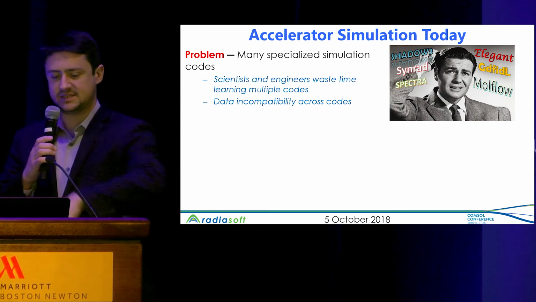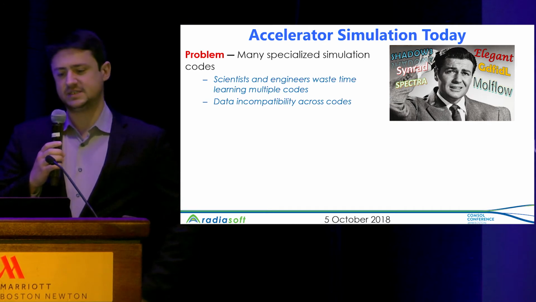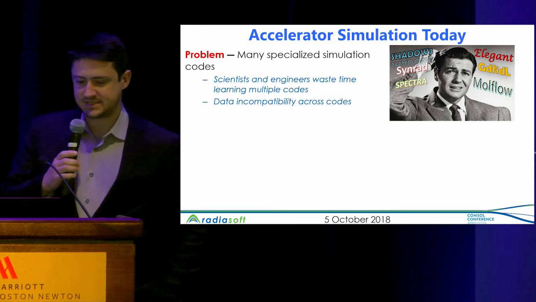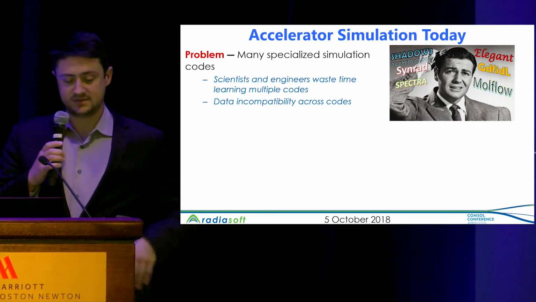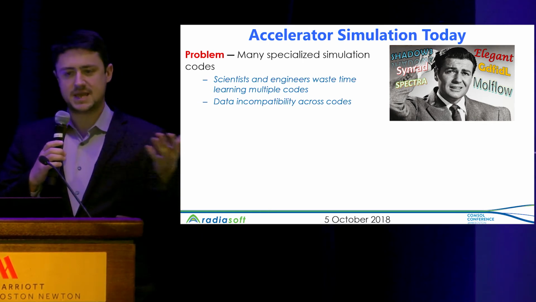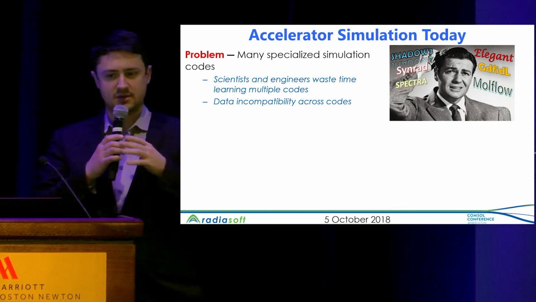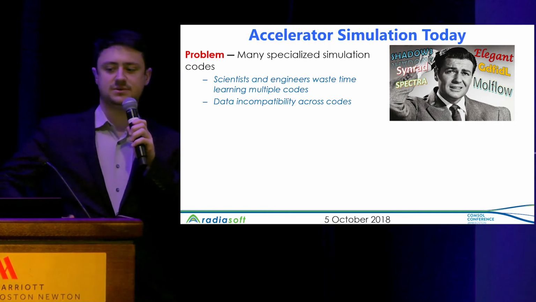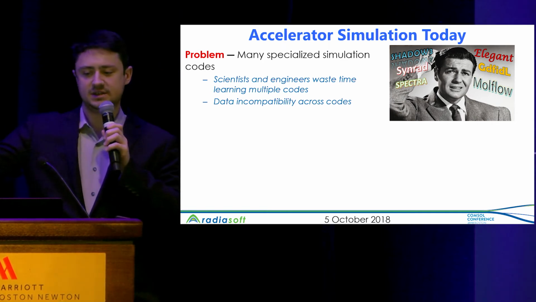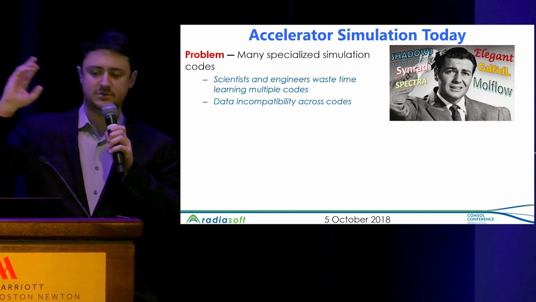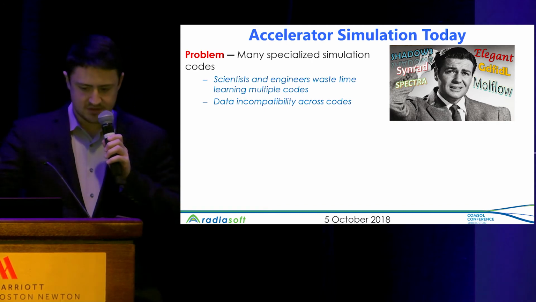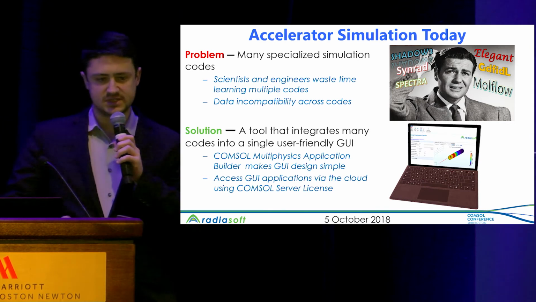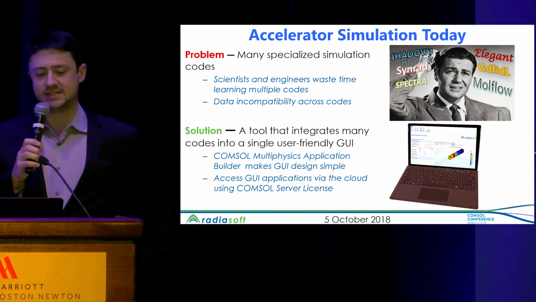These codes that are next to this confused guy's head are just like 6 out of 500, maybe, right? And so not only are they very difficult to learn, there's data incompatibility. So you can't go back and forth between, for instance, your ray tracing simulation and then into your molecular flow simulation. Okay, so this is where we use COMSOL Multiphysics, and it's fantastic for that.